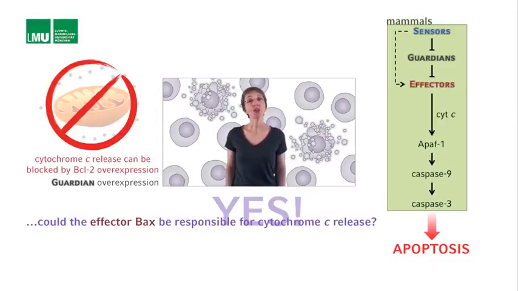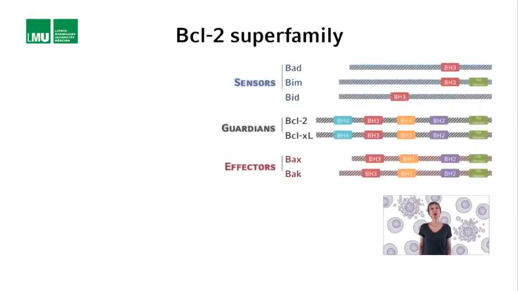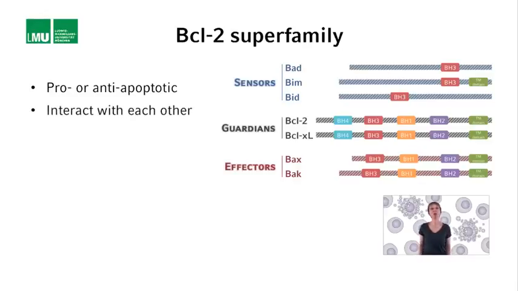In order to cause cytochrome C release from the intermembrane space, the outer mitochondrial membrane has to be selectively permeabilized. How can BAX do that? Let's go back to the BCL2 superfamily. Members of the BCL2 superfamily have either pro- or anti-apoptotic function. They are either sensors, guardians, or effectors, and they can interact with each other, thereby affecting each other's functions.